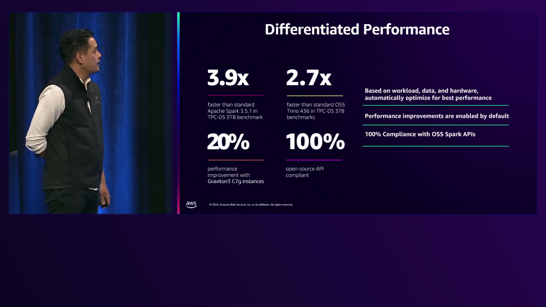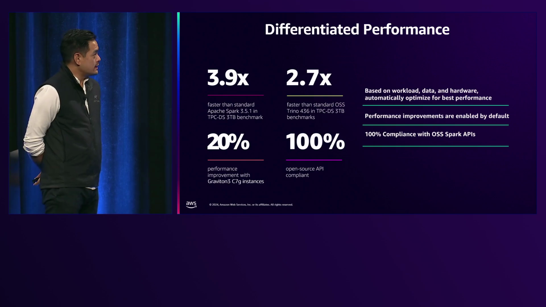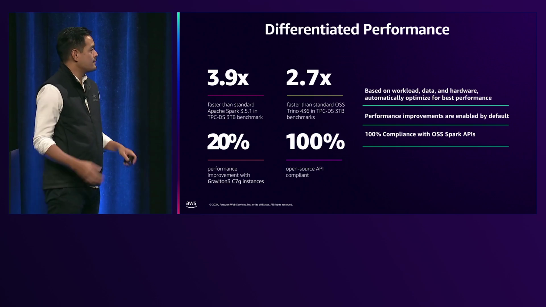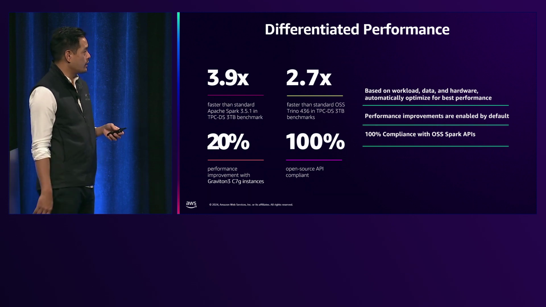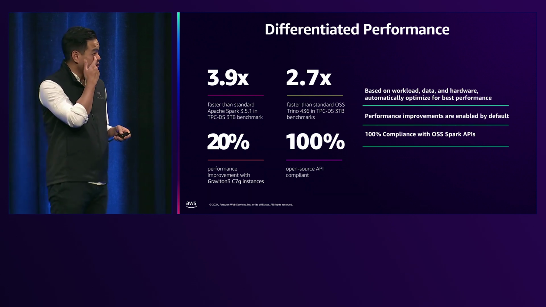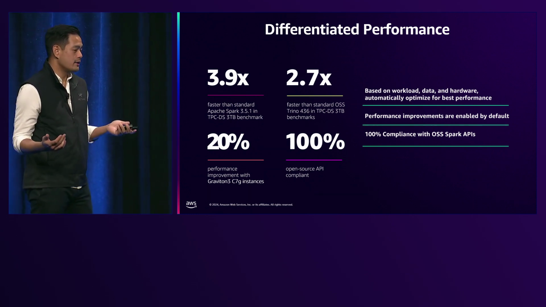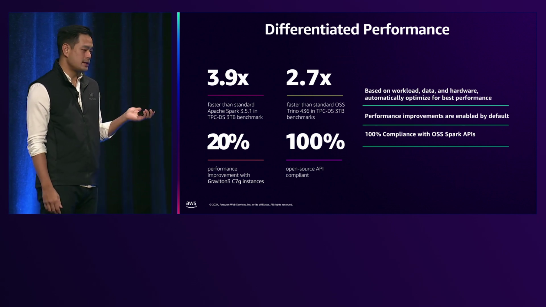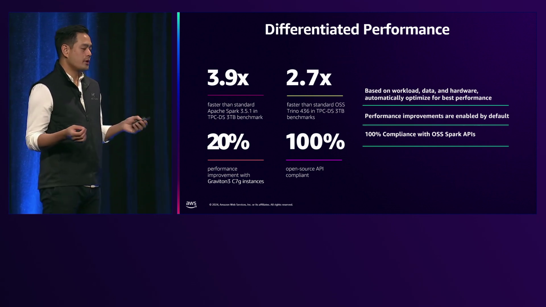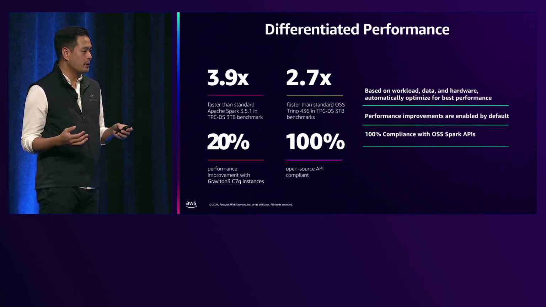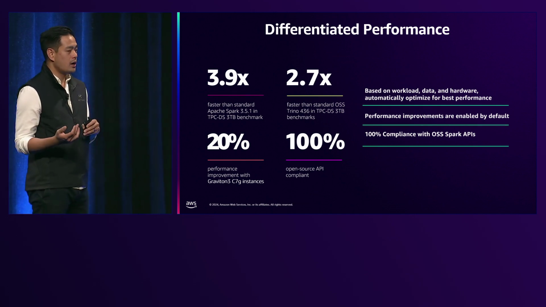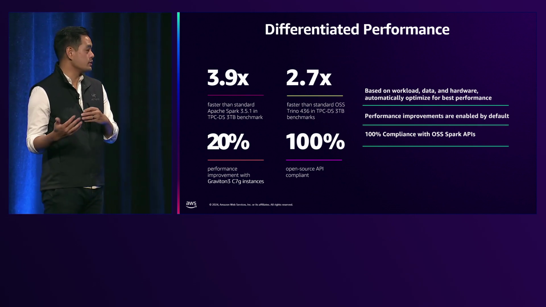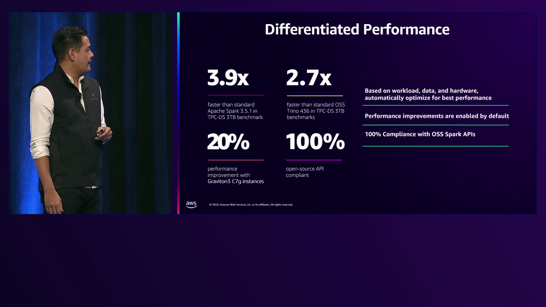EMR's Spark, with our latest release, is 3.9 times faster than open source compared to the TPC-DS benchmark on 3 terabytes of data. EMR Trino is 2.7 times faster than open source on the TPC-DS benchmark as well, and both are 100% API compatible, meaning you can take your existing Spark workloads and run them on EMR without having to make any code changes or configuration changes.